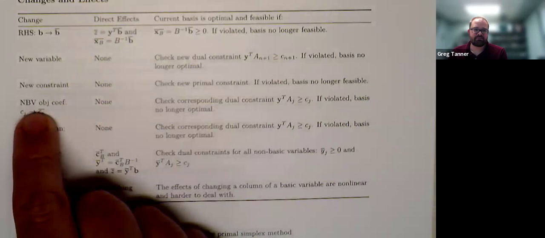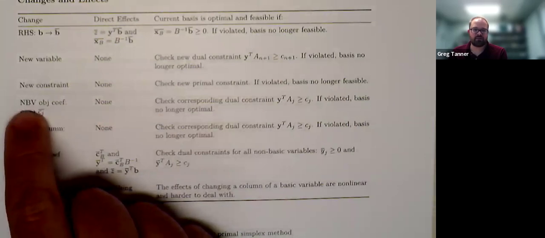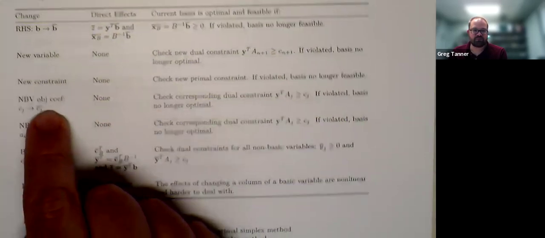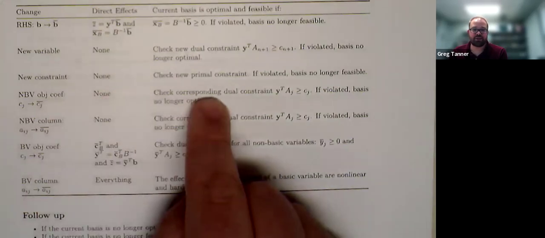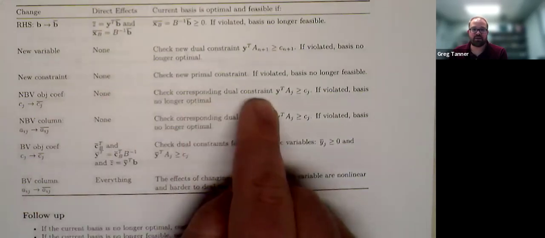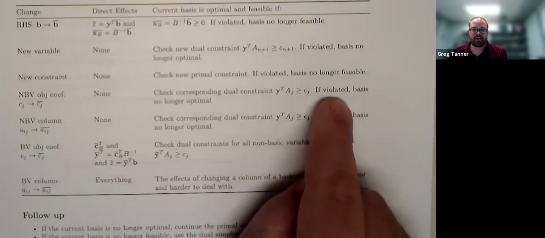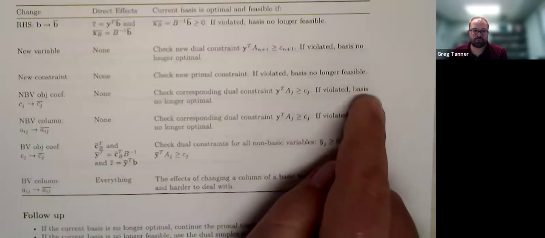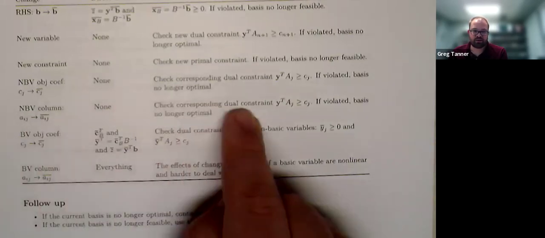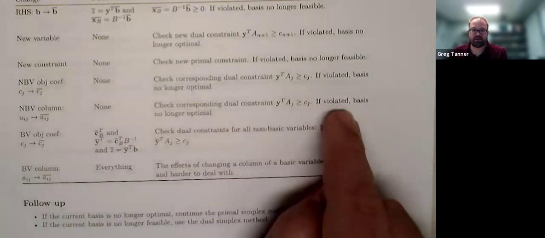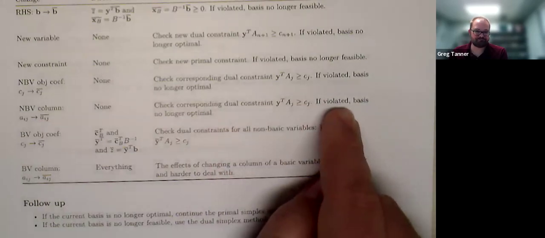If you make a change to a non-basic variable (NBV) objective coefficient, there's no direct effect because it's not in the basis, it's not really affecting the outcome. But you do need to check the corresponding dual constraint. If violated, then the basis is no longer optimal. Similarly, if you make a change to a non-basic variable column, check the corresponding dual constraint. If violated, the basis is no longer optimal.